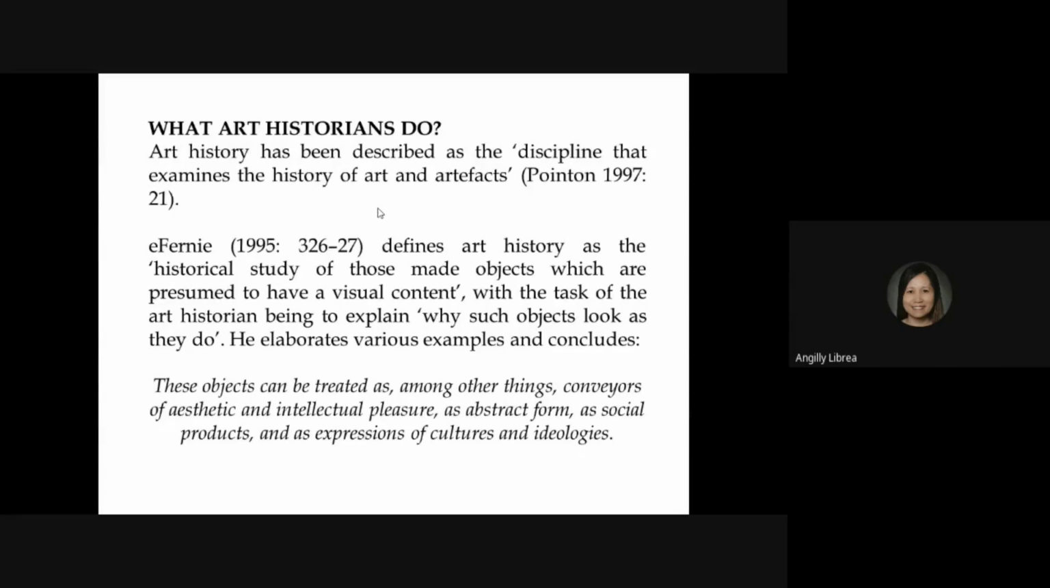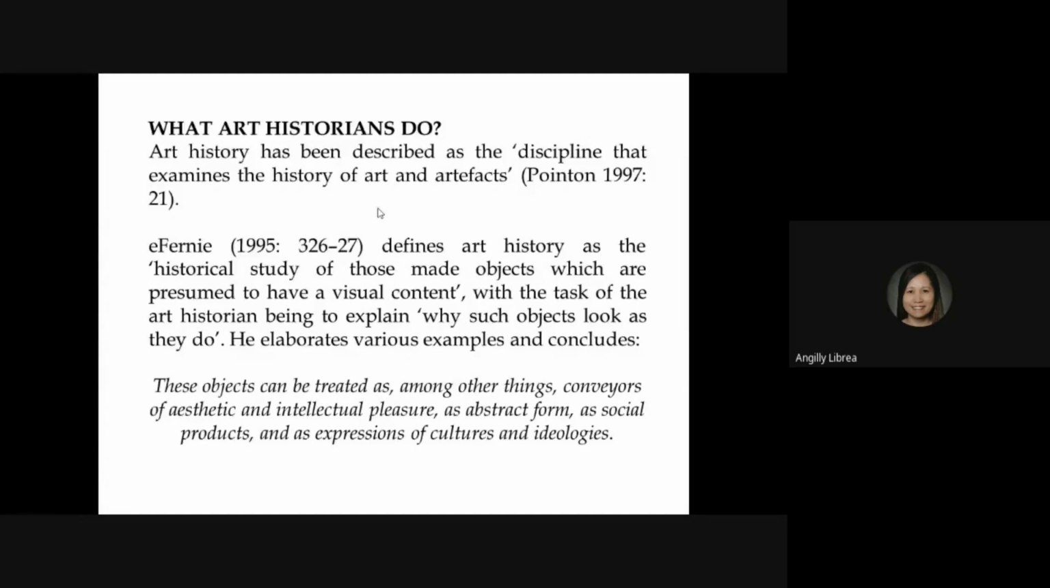Fernie, on the other hand, defines art history as the historical study of those made objects which are presumed to have a visual content, with the task of the art historian being to explain why such objects look as they do. He further elaborated with various examples and concludes that these objects can be treated as, among other things, conveyors of static and intellectual pleasure, as abstract form, as social products, and as expressions of cultures and ideologies.